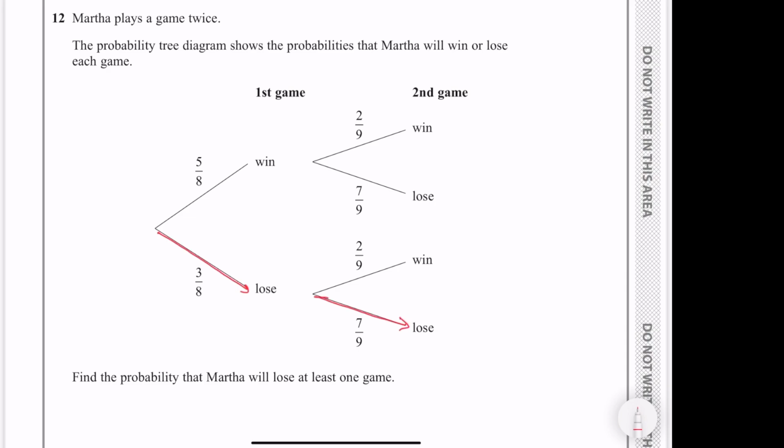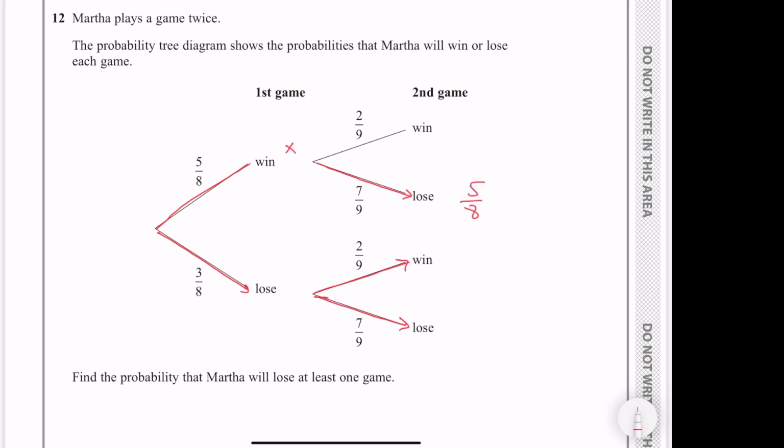Lose and lose, yeah? Or lose a game, but always have to lose, yeah? At least one game. So lose and then win. Or win a game and then lose a game. So all these options. Alright, so we have to multiply all the probabilities, yeah? So you have to multiply all the probabilities.